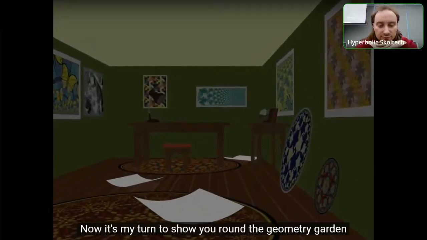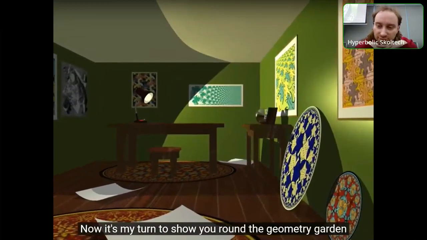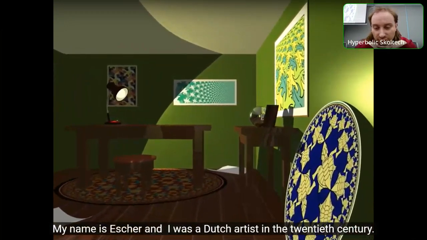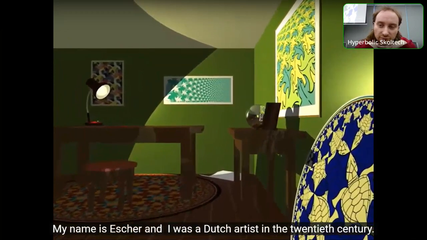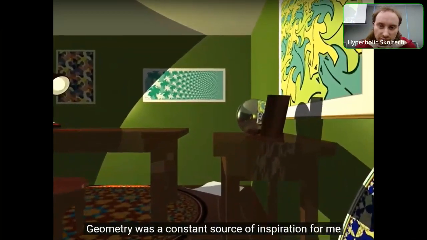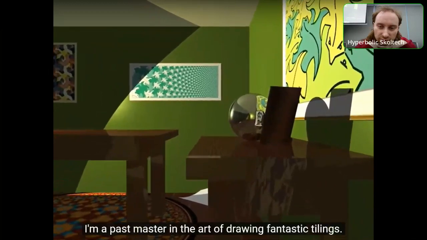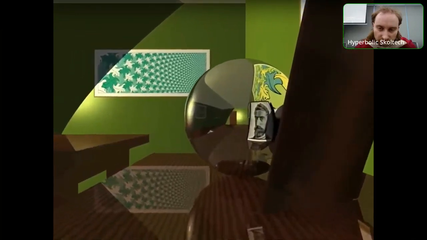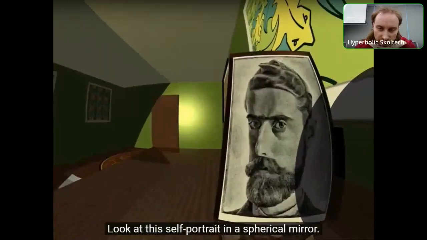Now it's my turn to show you around the geometry garden. My name is Escher, and I was a Dutch artist who lived in the 20th century. Geometry is a constant source of inspiration for me. I'm a past master in the art of drawing fantastic tilings. Look at this self-portrait in the spherical mirror.